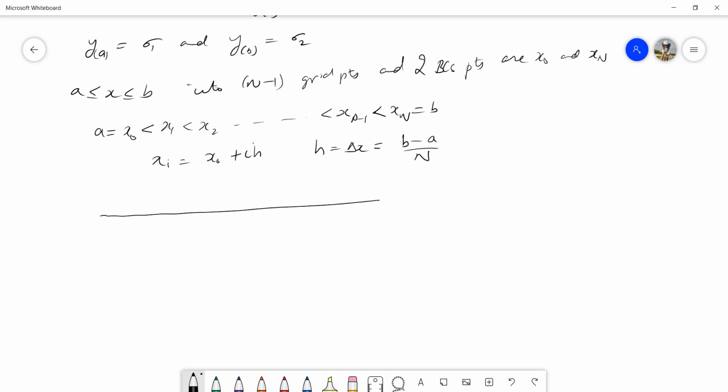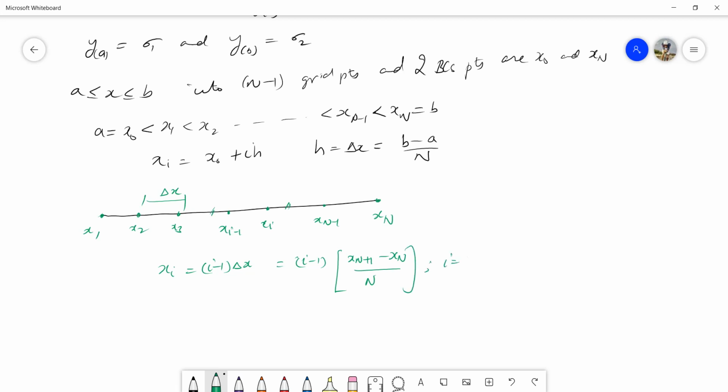That is, we can say this is x1, x2, x3, and so on, xi minus 1, xi, xn minus 1, xn, with spacing delta x, where xi is i minus 1 into delta x, and delta x will be nothing but the length of the domain over n, where i will start from 1, 2 till n, and yi can be written as y calculated at xi.